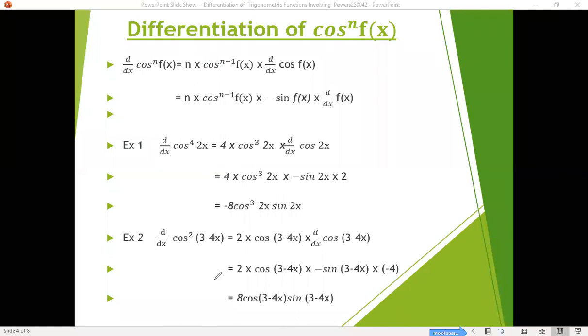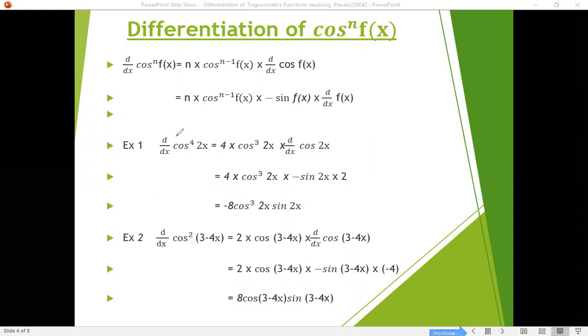Now we proceed with the differentiation of the cos function. That is the derivative of cos to the power of n fx. Same rule: bring n down, subtract 1 from the power, and then multiply by the derivative of the cosine function. So the answer will be n cos to the power of n minus 1 fx. The derivative of cos fx is minus sine fx, multiplied by the derivative of fx.